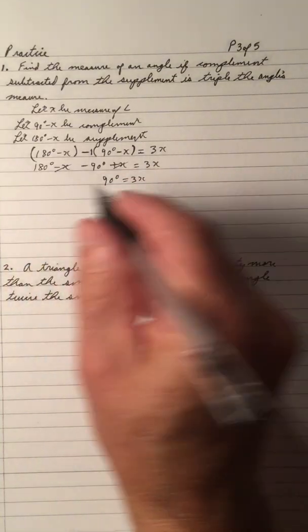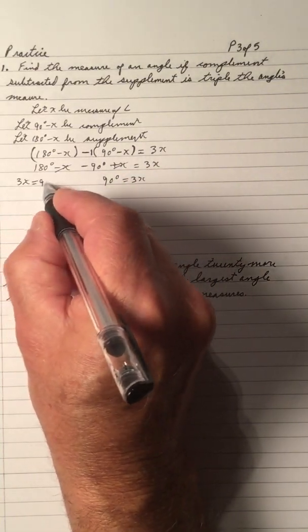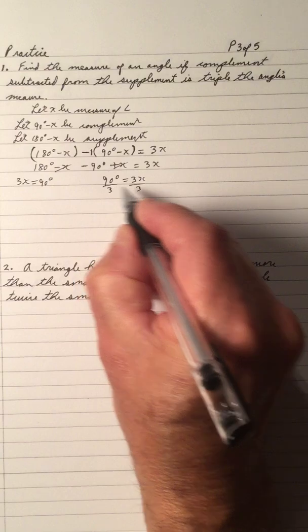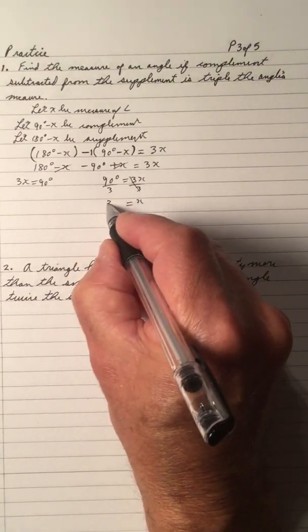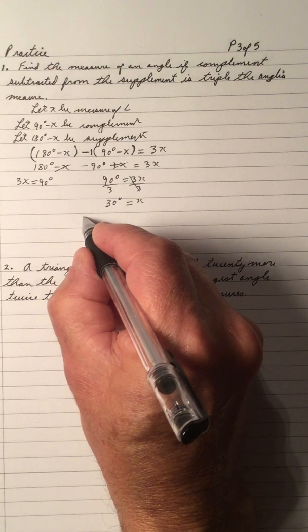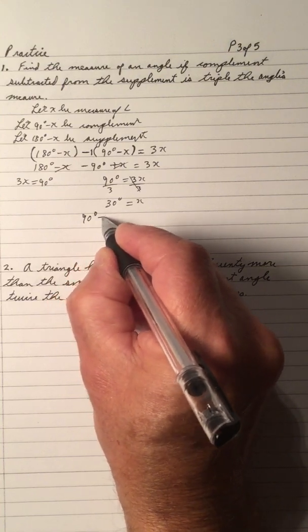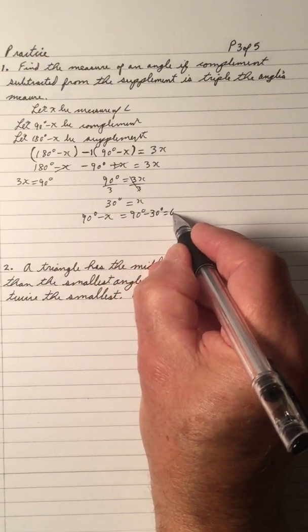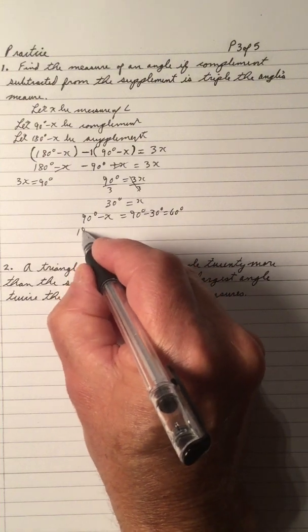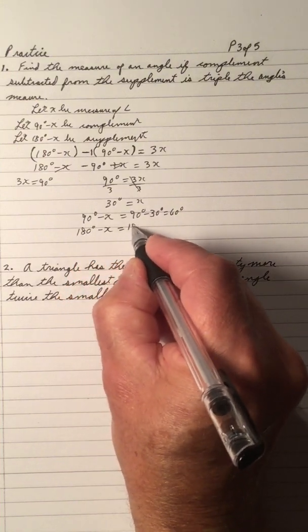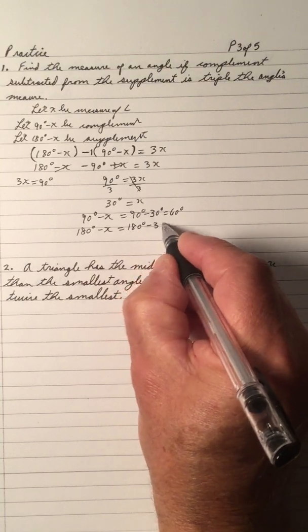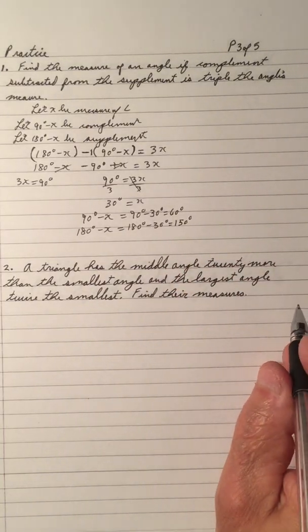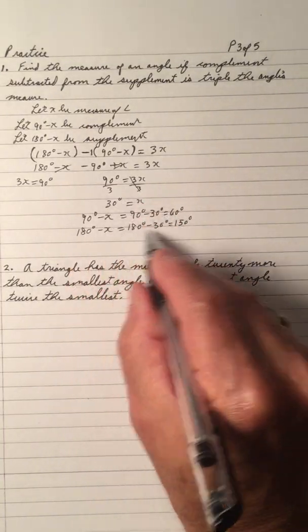So I have 90 equals 3x. Now I could rewrite this as 3x equals 90 if I want, like that. Or I can just leave it alone and just divide by 3. So if they cancel, I get x equals 30 degrees. So complement is 90 minus x, which is 90 minus 30, which is 60. And the supplement is 180 minus x. 180 minus 30 is 150. So we found the angle to be x, but we did all this, so we got to check.